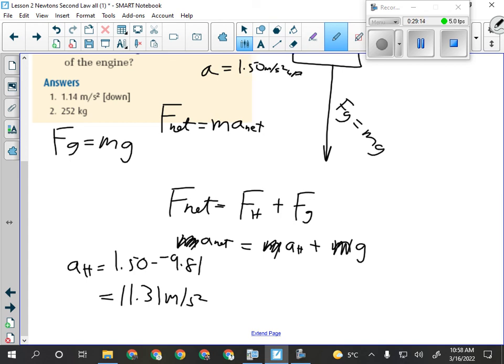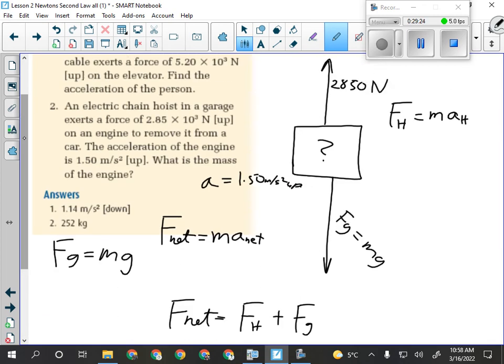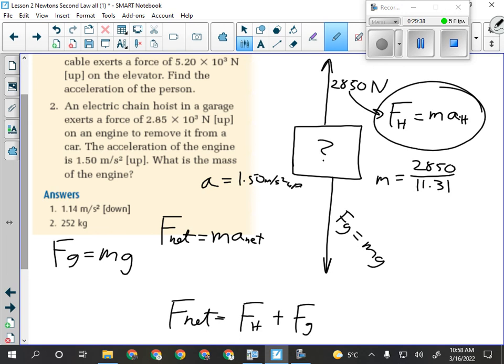That makes sense. It should have to pull harder than gravity. If it's going to pull something up, it's got to pull harder than gravity. So that's the acceleration the hoist could produce by itself. Now I'm going to take that back over to this formula, and use this number, force of the hoist, this number, which I just calculated, to solve for mass. So 2850 divided by 11.31 should give me that the engine is 252 kilograms.